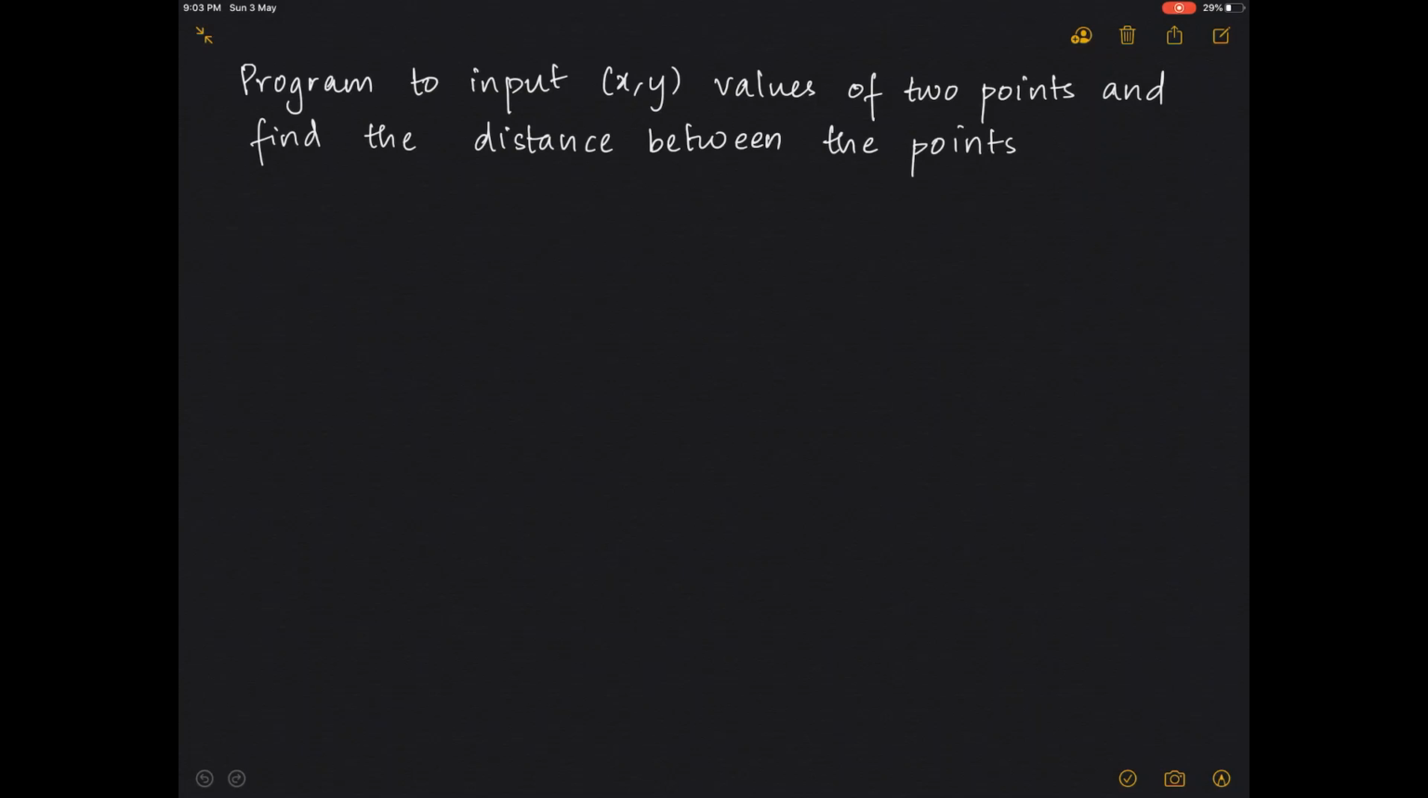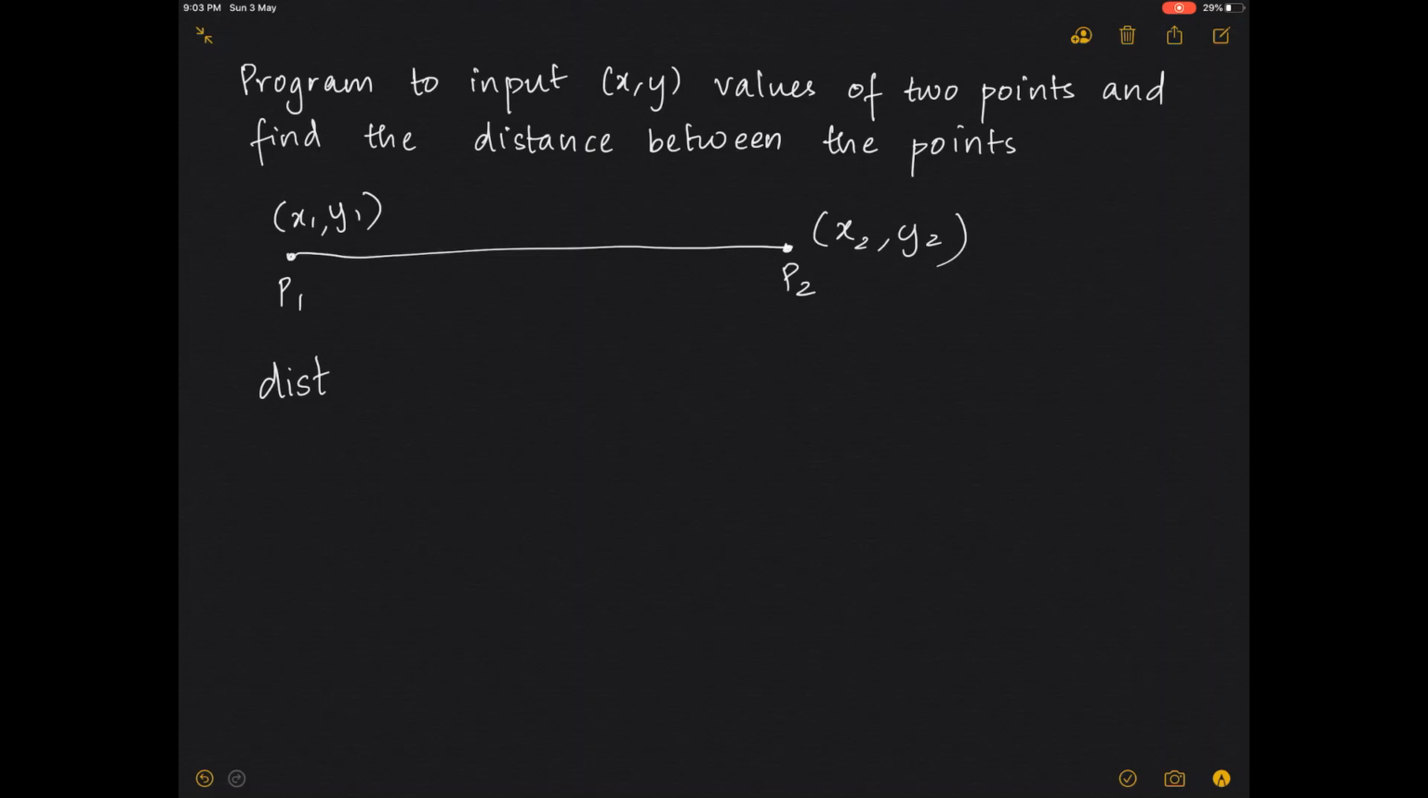Hey guys, so let's look at a problem to find the distance between two points where you have the x and y values of the points. So let's say I have a point P1. It is given by its x and y values as x1 and y1. And I have another point P2 where the coordinates are x2 and y2. We know the distance formula. The distance formula is square root of x2 minus x1 the whole square plus y2 minus y1 the whole square.